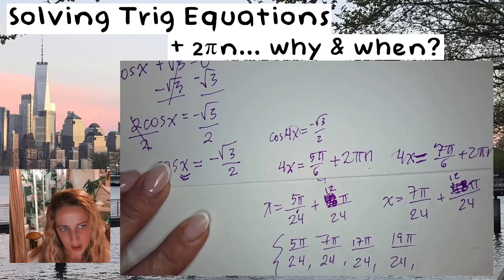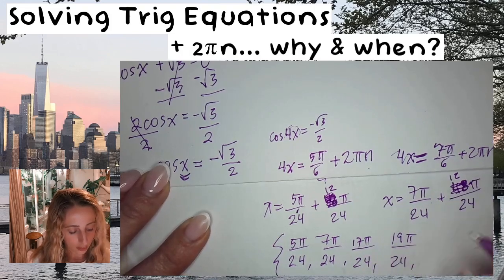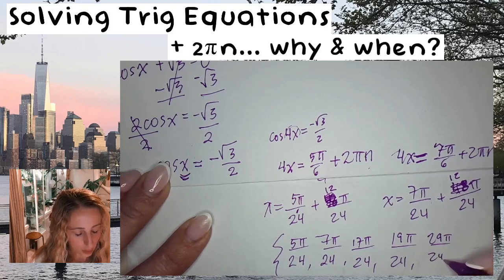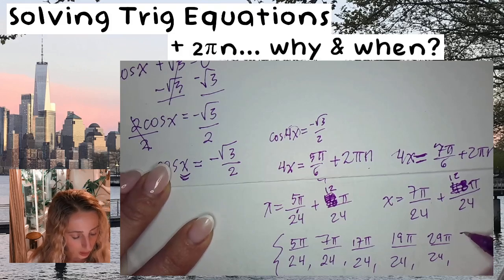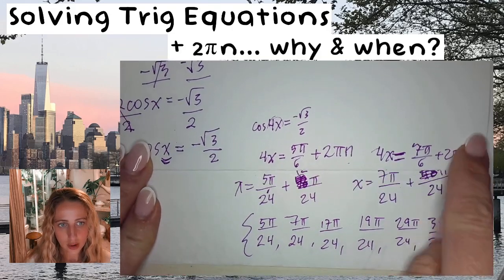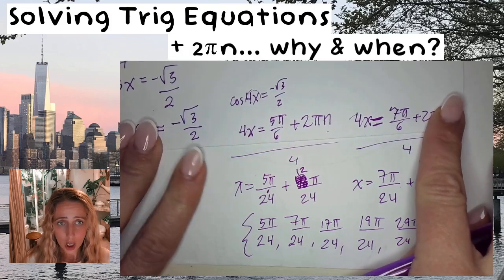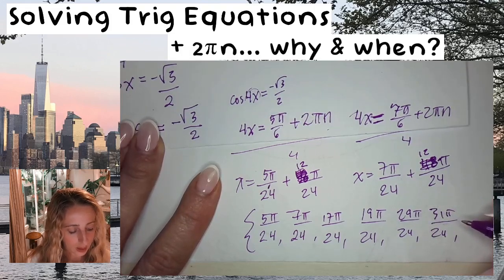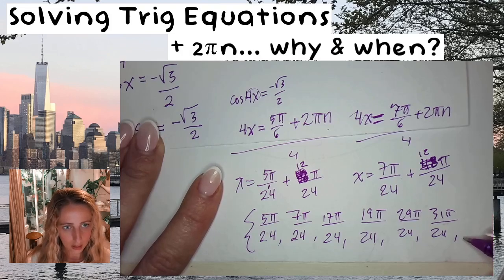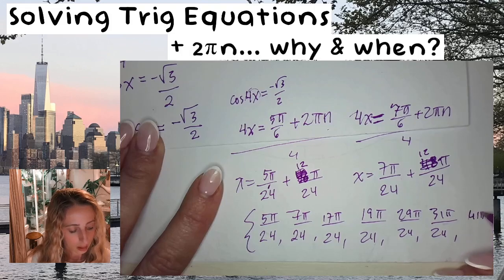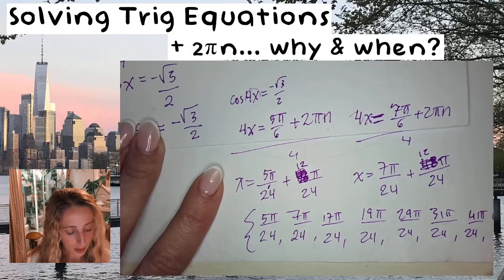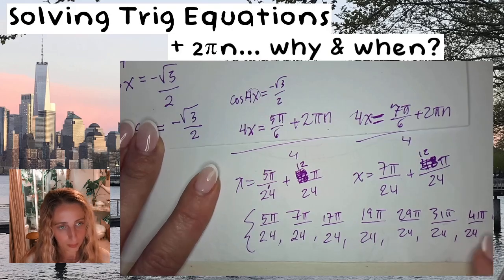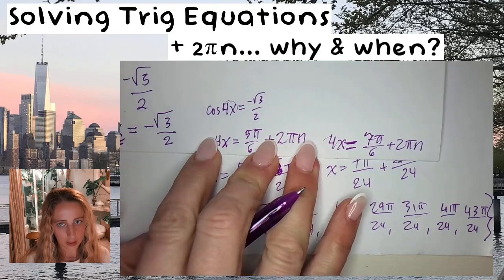If I go back and forth, it just keeps the answers in order from least to greatest. So I just keep adding 12. 17 plus 12, 29 pi over 24. 19 plus 12, 31 pi over 24. How do you know when to stop? We want our answers by the directions. We want the answers between 0 and 2 pi. So that means I'll stop when I get to 48 pi over 24, because that's 2 pi. 29 plus 12 is 41. That's not 48 yet. 31 plus 12 is 43. 43 pi over 24.